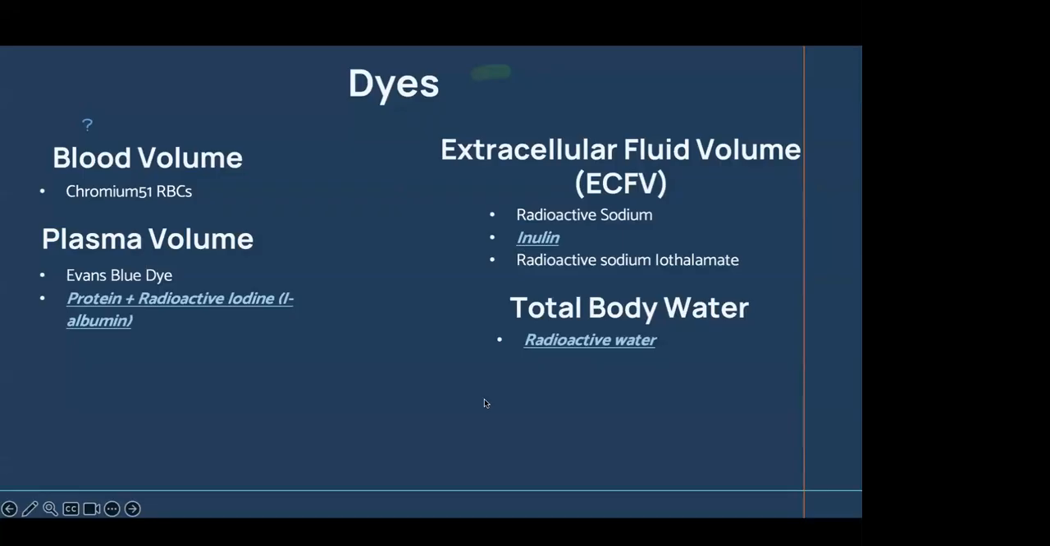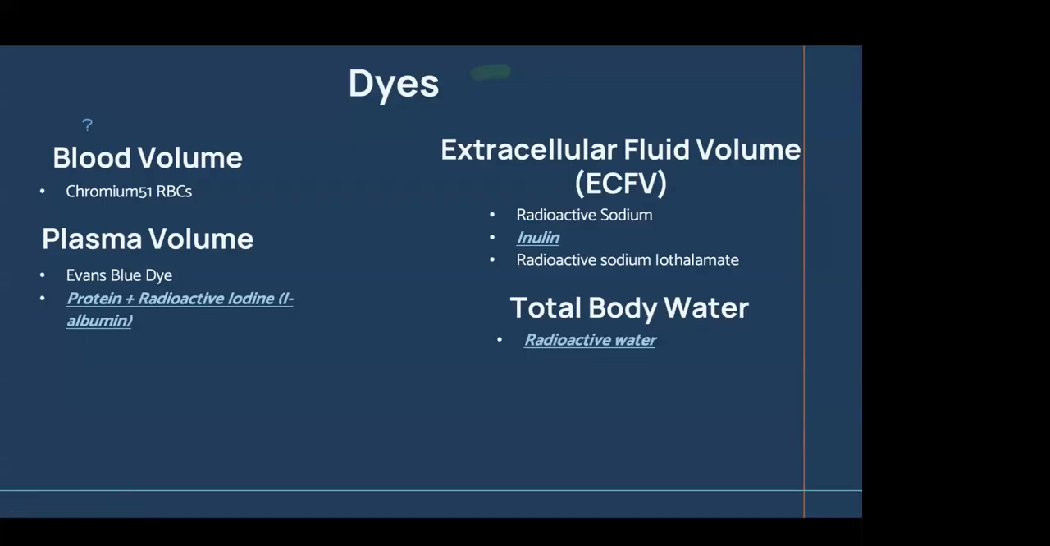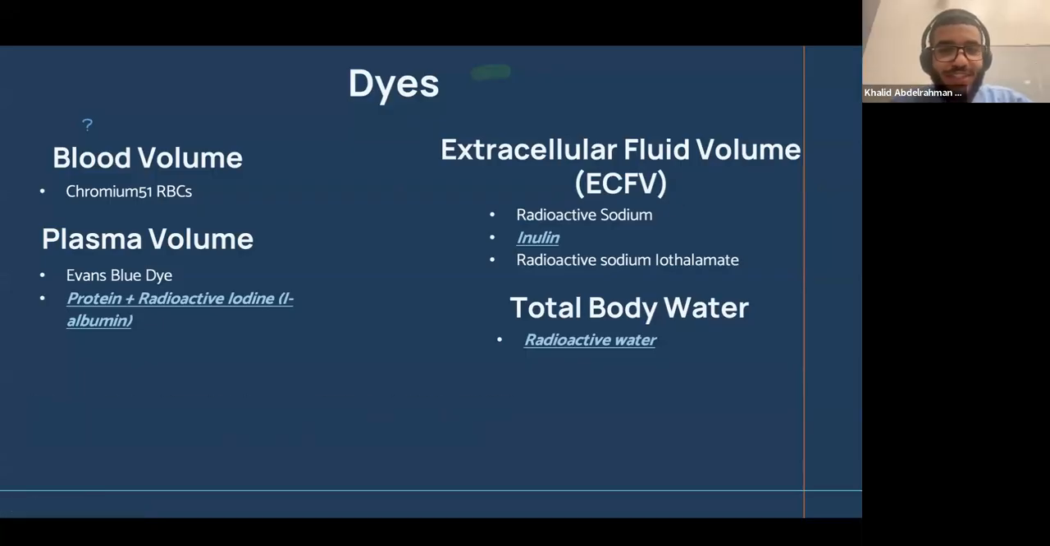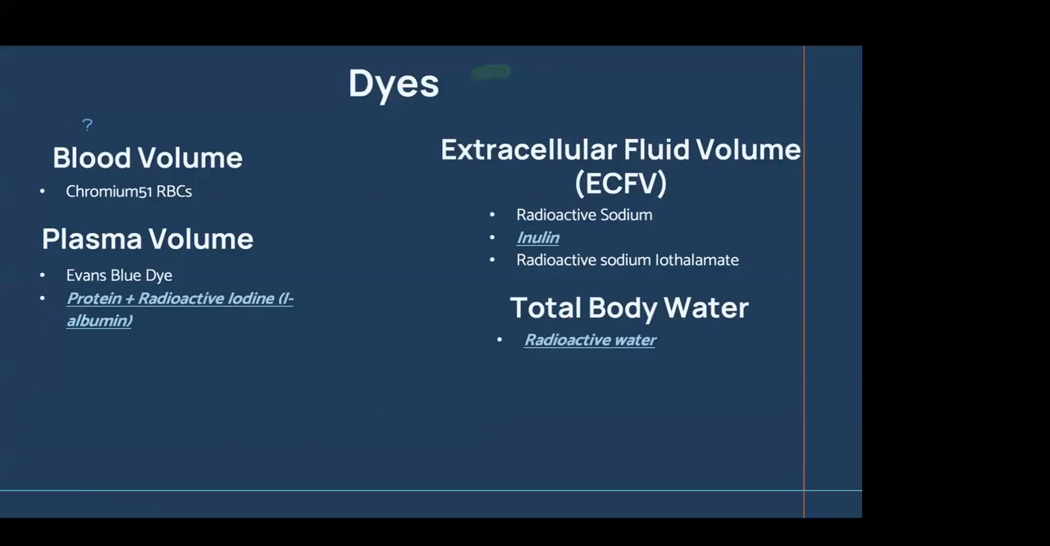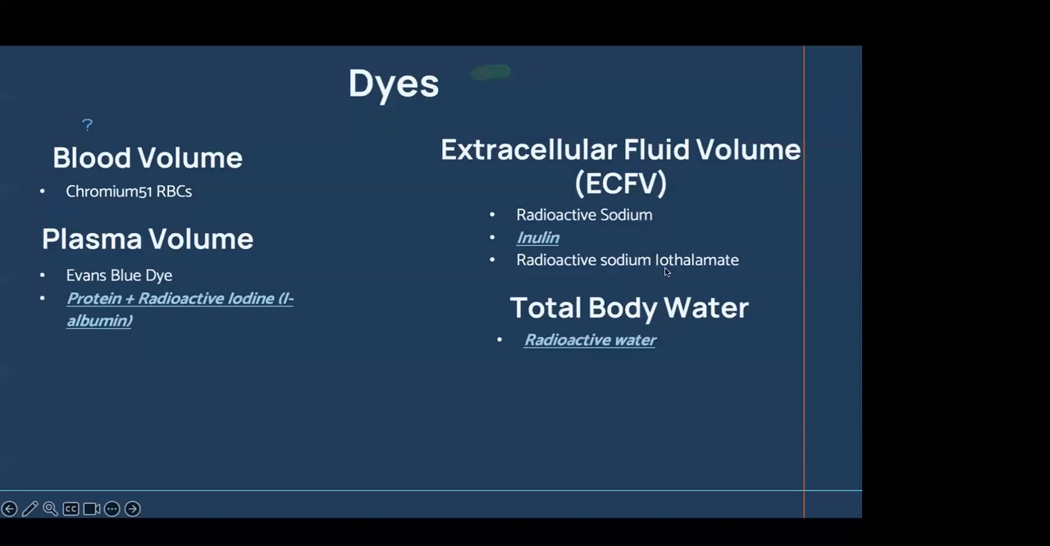ECF minus plasma volume. That's for interstitial fluid, right? So what about intracellular fluid? It's important not to confuse interstitial with intracellular. Total body water minus extracellular fluid. Excellent, that's correct. So Rumaisa, do you get why your answer was wrong?